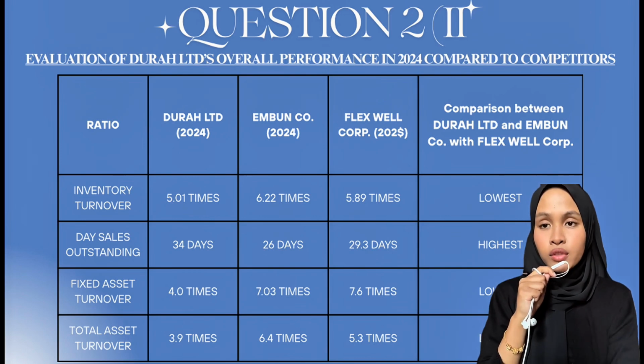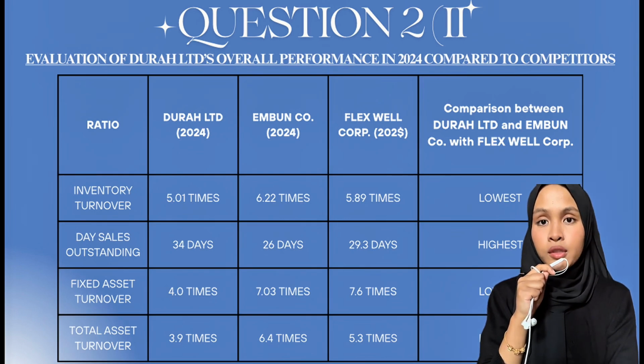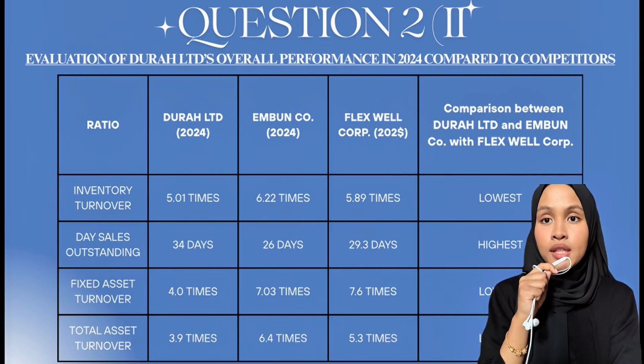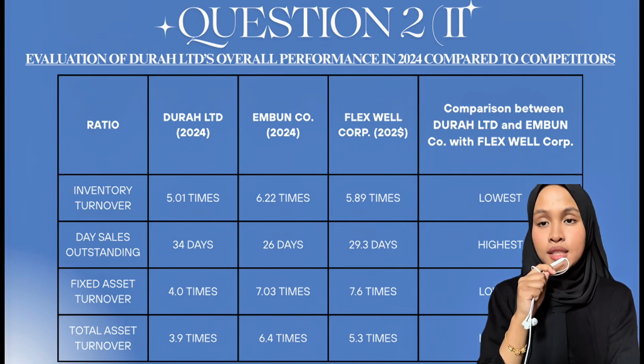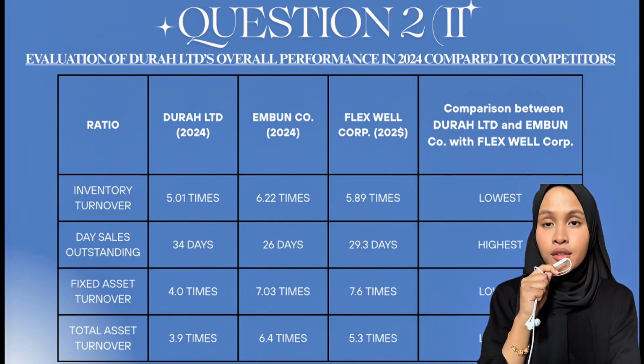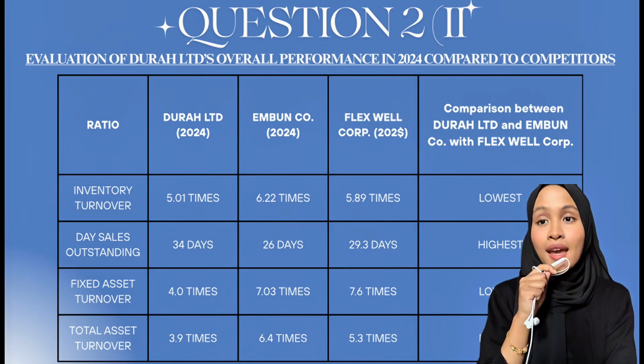For inventory turnover, Dura's 5.01 times is the lowest compared to Imbun's 6.22 and Flexwell's 5.89. This means Dura is slower in selling its products. For days sales outstanding, at 34 days, Dura is taking the longest to collect payments from customers, compared to Imbun's 26 days and Flexwell's 29.3. For the fixed asset turnover, Dura is again the lowest at 4.0 times, while the competitors are at 6.7 times. This reflects less efficiency in using equipment and machinery.